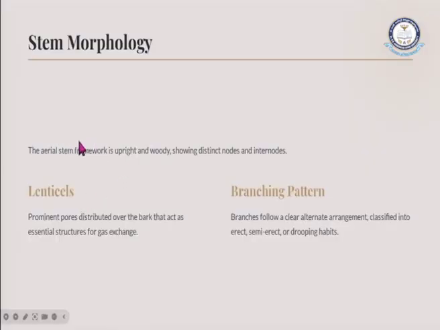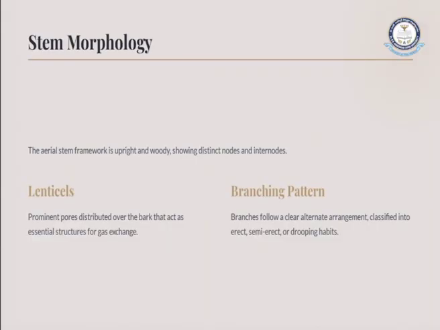If we see the aerial framework, it will be upright, a straight tree. It depends on us whether to keep it as a bushy form, or a small shrub, or even to expand. It is under managemental control. Now the lenticels: prominent pores distributed over the bark that act as an essential structure for gaseous exchange. That means these lenticels help with the gaseous exchange.